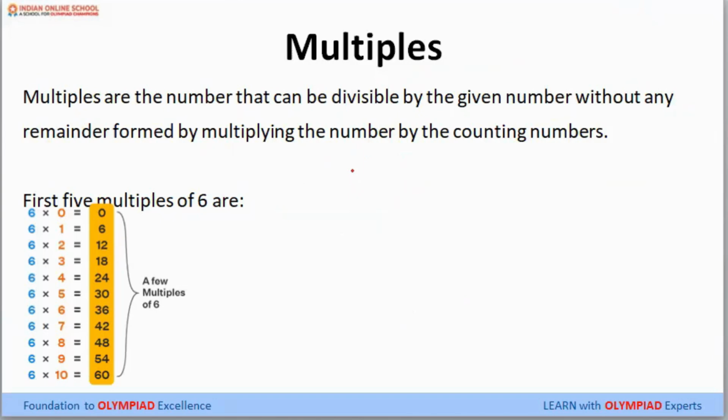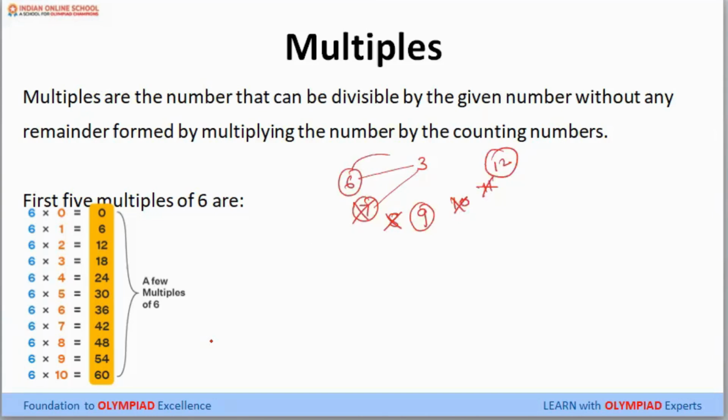If I'm asking about the multiples of 3 and I write 6, is 6 a multiple of 3? Yes, ma'am. If I write 7, is 7 a multiple of 3? No, ma'am. I write 8. Is 8 a multiple of 3? No, ma'am. I write 9. Is 9 a multiple of 3? Yes, ma'am. I write 10. Is 10 a multiple of 3? No, ma'am. If I write 11? No, ma'am. 12? Yes, ma'am.